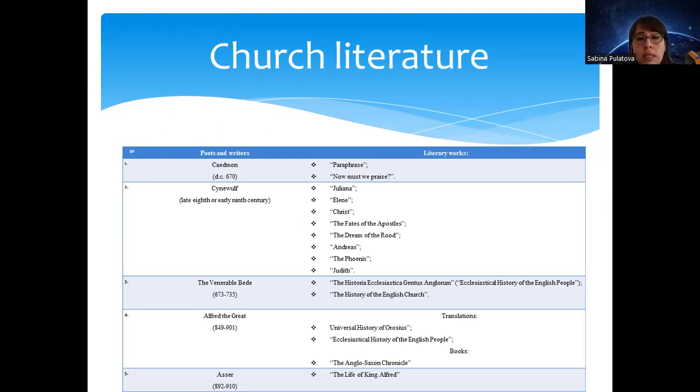Here I want to mention that Cynewulf was one of the first English poets who introduced women characters to English literature with his works Juliana and Elene. Venerable Bede and Alfred the Great made a great contribution to the development of chronicles in English literature. So it is the end of the first point.